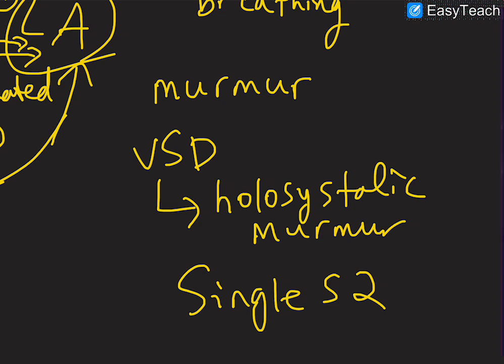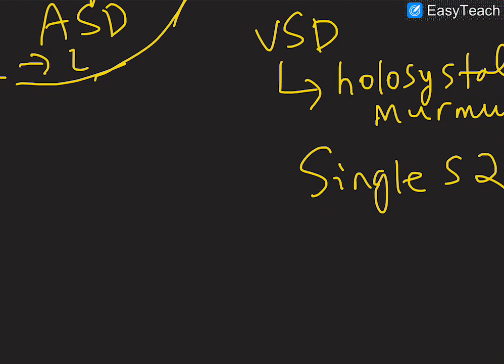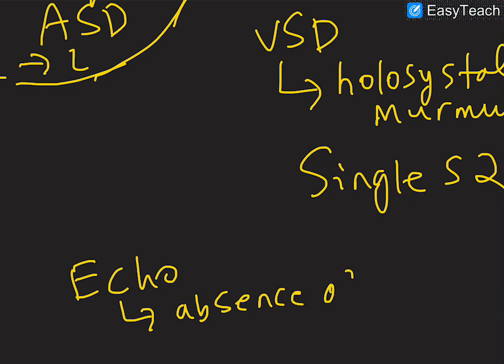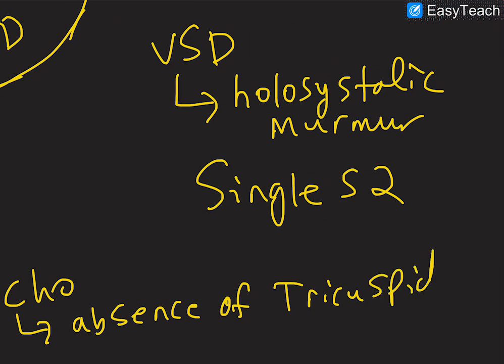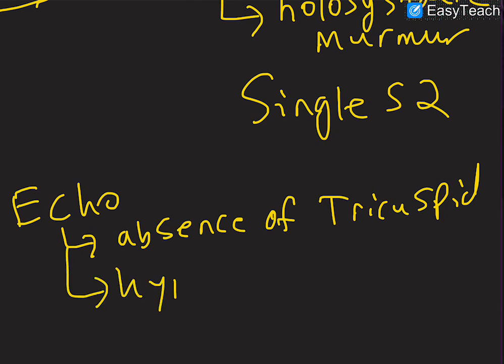Now, of course, if you have to diagnose this, a really good way would be to do an echocardiogram where you can actually see the absence of the tricuspid valve and the hypoplastic right ventricle. So then that can tell you that there's tricuspid atresia present.